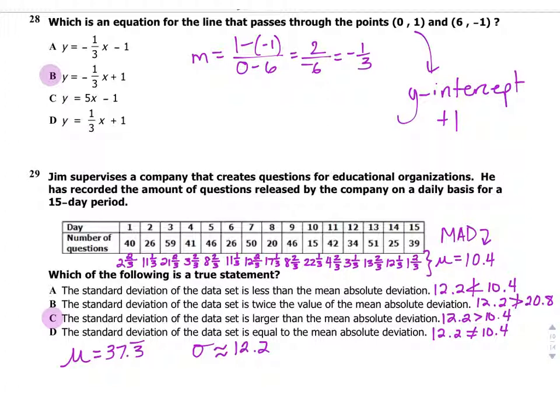So I went through and took every single one of these numbers, all 15 of them, and I subtracted the mean, and only wrote down positive numbers. So I only wrote down the absolute deviations. Mean absolute deviation means find the difference between every value and the mean, only write down positives, and then find the average of that difference, which comes out to 10.4. Then again, like I did with that earlier problem, I compared all the things they're asking me to compare until I found the one that was true. The standard deviation is larger than the mean absolute deviation for this particular data set.